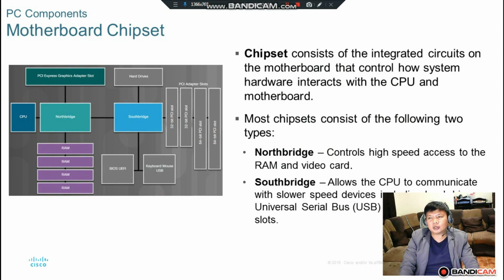The chipset consists of integrated circuits on the motherboard that control how the system hardware interacts with the CPU and motherboard. The chipset consists of two types, the north bridge and the south bridge. The north bridge controls high-speed access to the RAM and video card, while the south bridge allows the CPU to communicate with slower speed devices, including the hard disk, universal serial bus ports, and expansion slots.